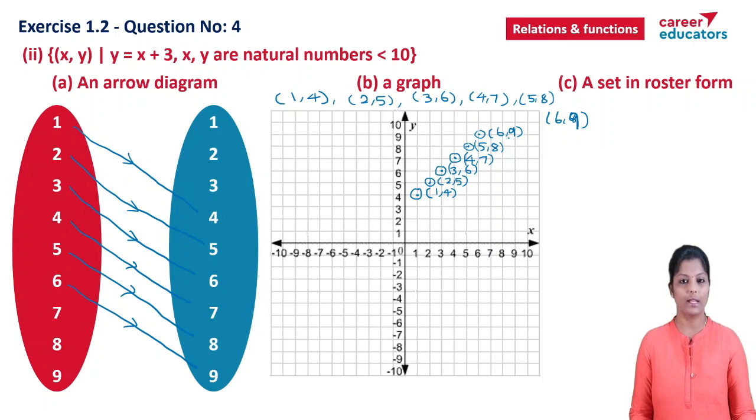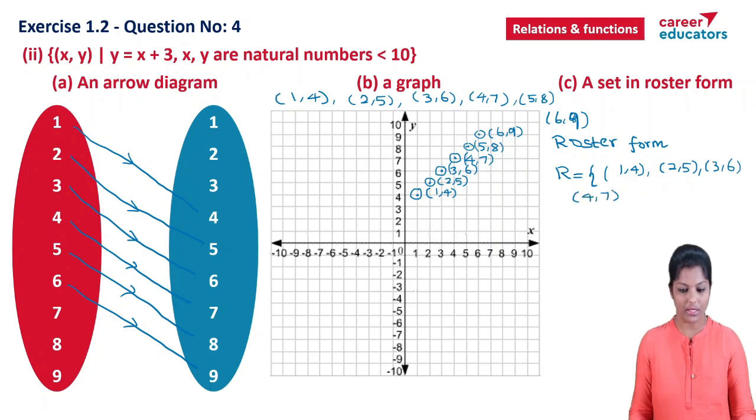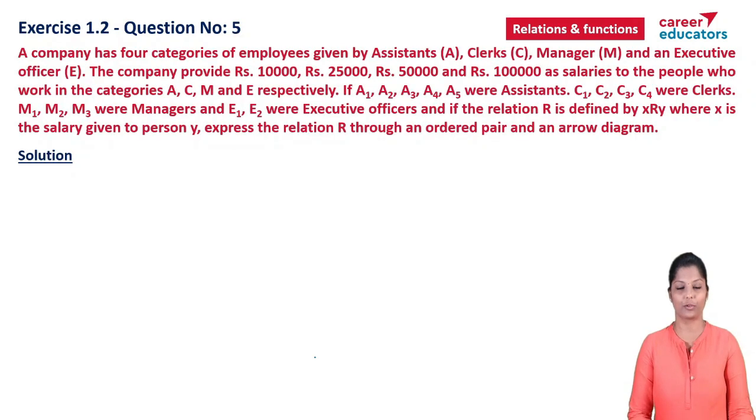To represent the relation as a set in roster form, we have to write all the ordered pairs in the relation. So, roster form: R equal to {(1, 4), (2, 5), (3, 6), (4, 7), (5, 8), (6, 9)}. That's all, we have completed this problem. Next we are going to solve question number 5.